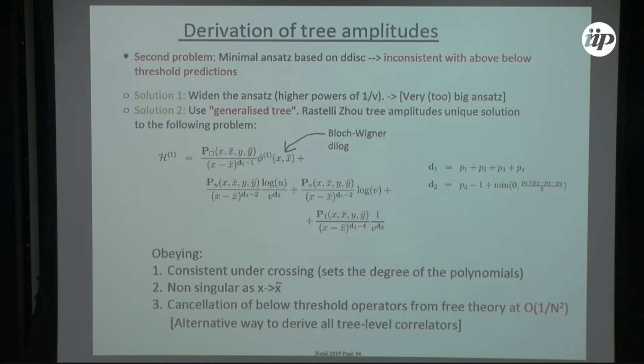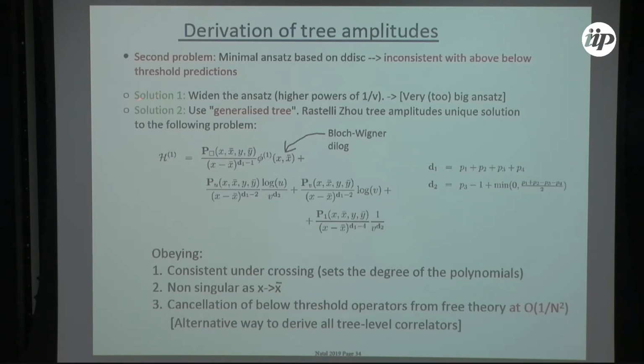Now, the second problem is that if you take a minimal ansatz based on the double discontinuity, now what this means is that the double discontinuity has certain powers of x minus x bar, and it has certain poles in V as well that appear for the first time. It's natural to try and take a minimal ansatz. You always want to take a minimal ansatz somehow to make life easier. If you take the minimal ansatz based on that, then you actually find it's inconsistent with the predictions I've just been talking about.